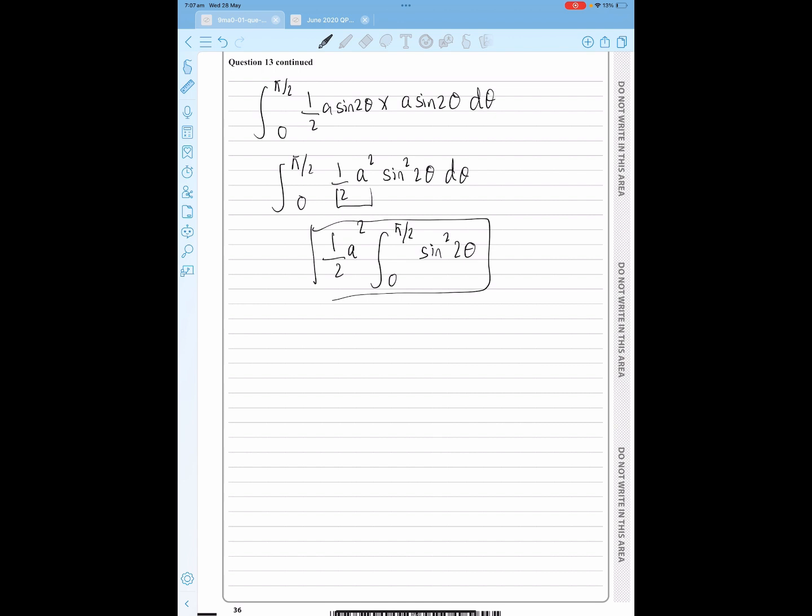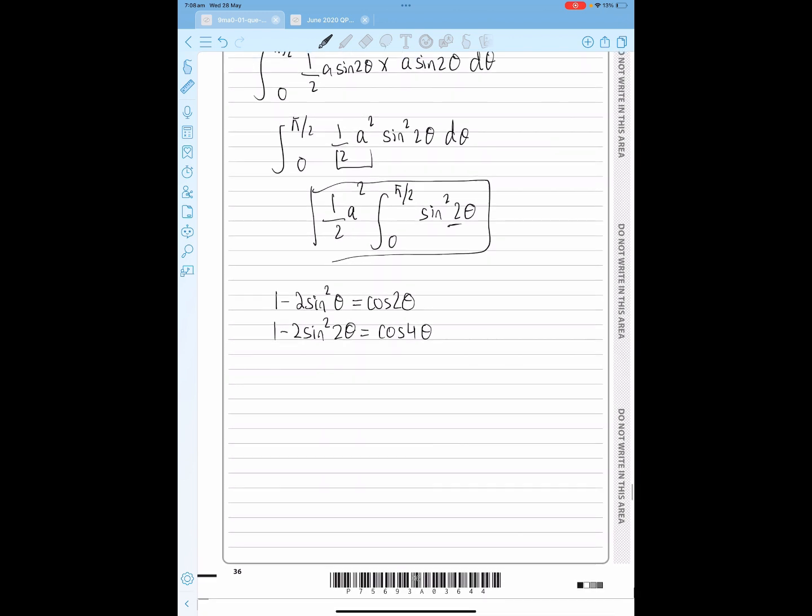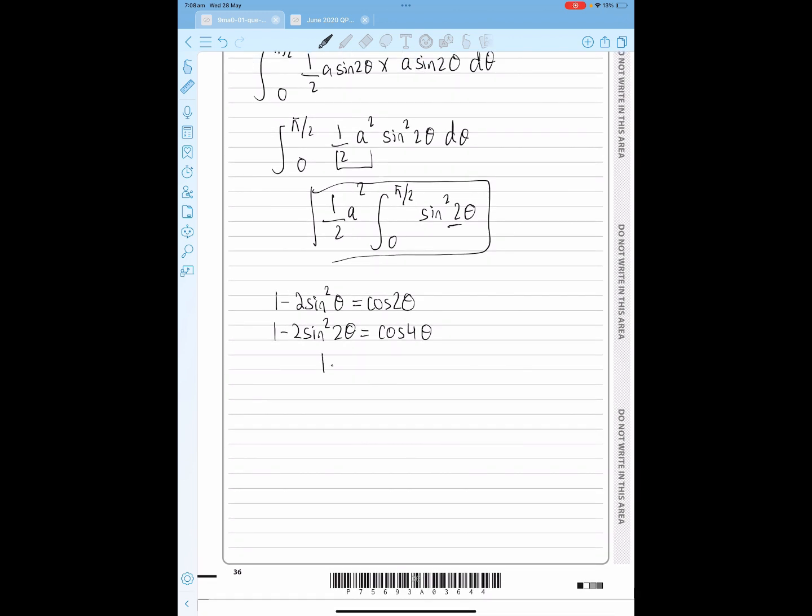So you can't actually integrate sine squared directly. You have to use the cos double angle identity. So we know that, how I remember this identity, is 1 minus 2 sine squared theta is equal to cos 2 theta. So 1 minus 2 sine squared 2 theta, because this time we need a 2, would be equal to cos 4 theta. Because you just multiplied this angle by 2, so you would multiply that angle by 2 as well. Rearrange to get in terms of sine squared 2 theta. You'd get this.